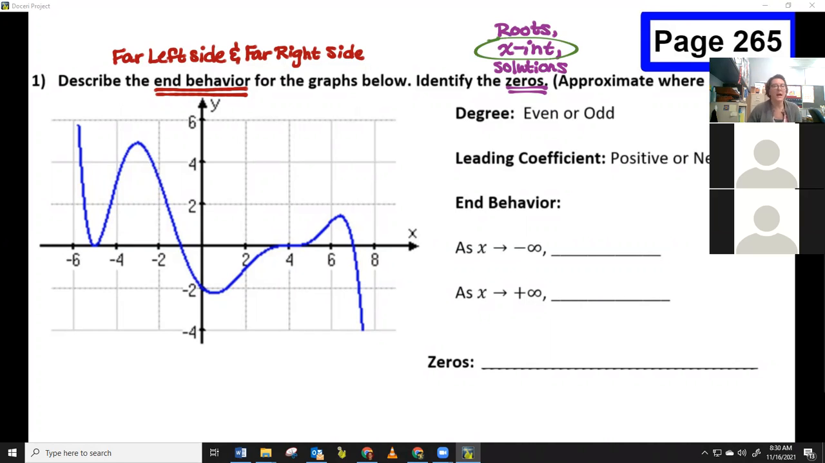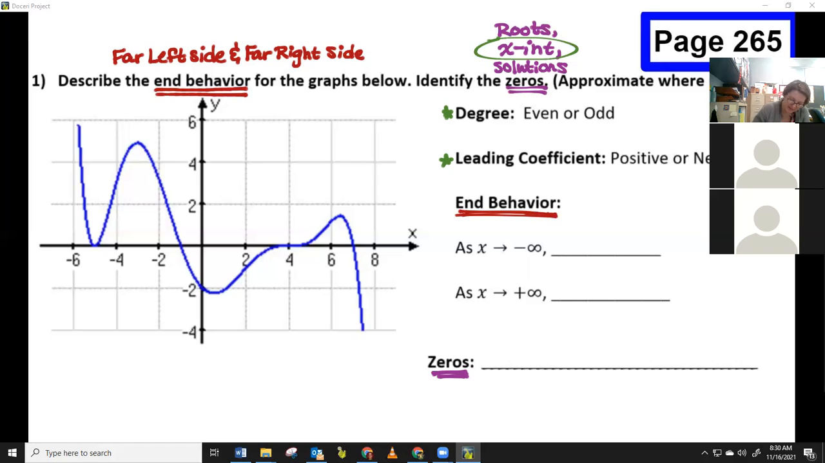Okay. We're going to talk about degree and leading coefficient, but I want to save that until the end. So hold off on these two for just a couple of minutes. We're going to talk about the end behavior first. We'll talk about our zeros, and then we'll talk about degree and leading coefficient. Okay, so my end behavior, I'm talking about the left and the right ends.